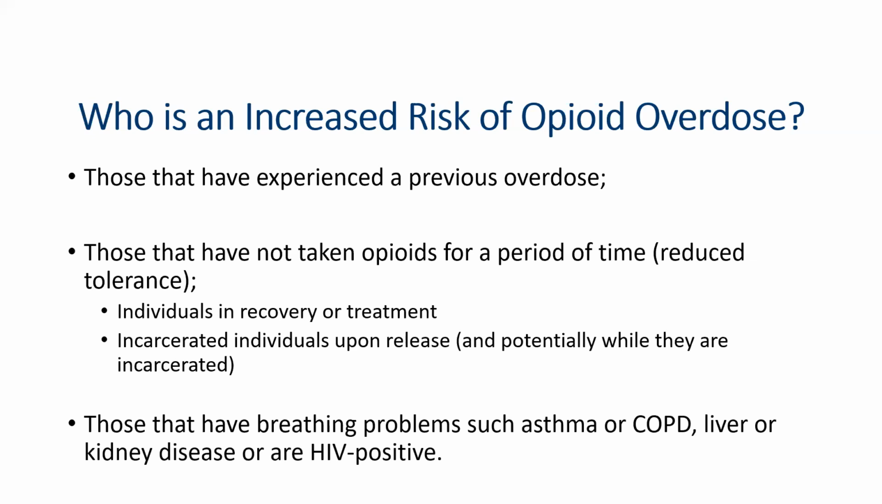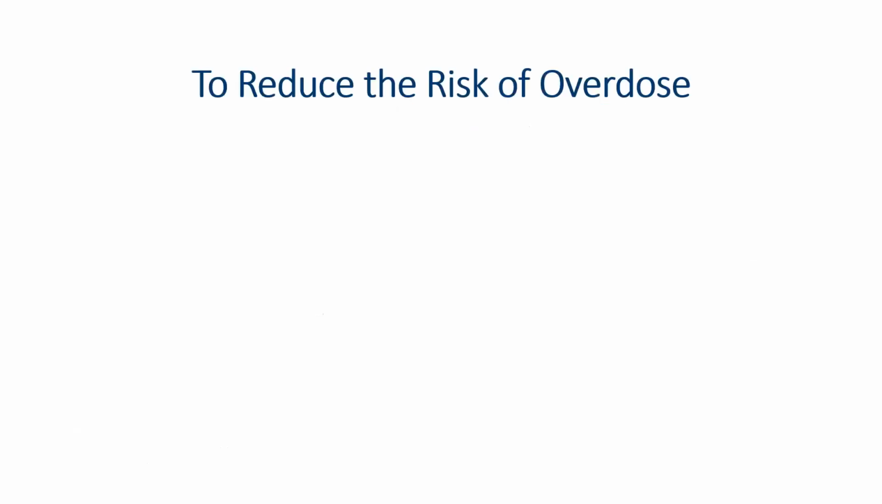HIV positive really has more to do with the fact that in Kentucky and in the United States as a whole, HIV is often a disease that is associated with people that have engaged in risky behaviors, specifically IV drug use. And so that's probably the bigger issue there. It's not that HIV itself has any high risk for opioid overdose, but the actual behaviors around a lot of HIV positive folks in the United States.